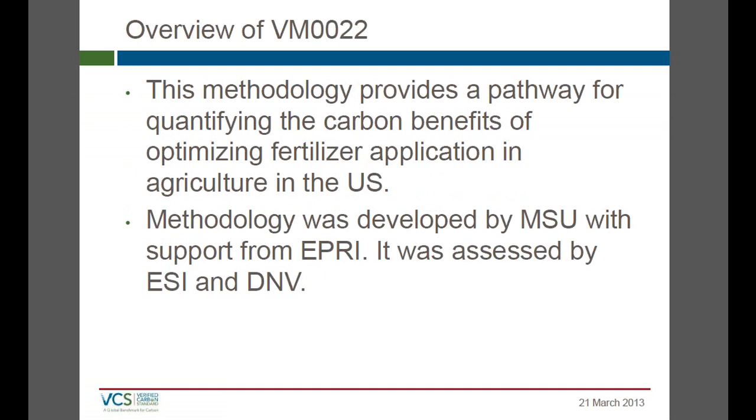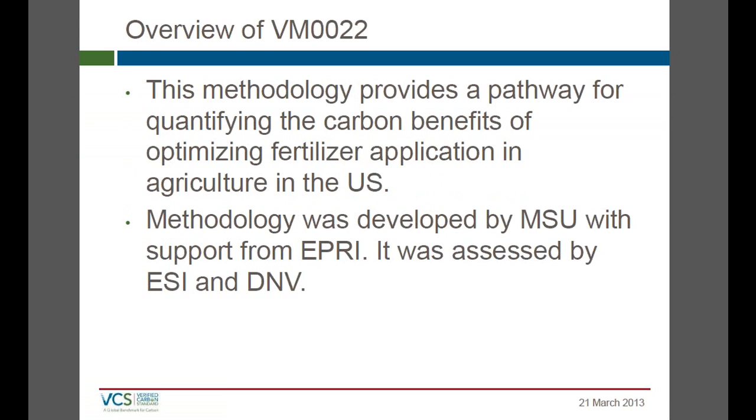This is one of the 3 agricultural land management methodologies that have been approved under the VCS. It is a very important methodology. As many of you know, emissions from nitrous oxide, particularly from the application of fertilizers, are a significant source of emissions in the agricultural sector, particularly in the U.S., where farmers have typically overapplied fertilizer. This methodology provides a pathway for quantifying the carbon benefits of optimizing fertilizer application in agriculture in the U.S.